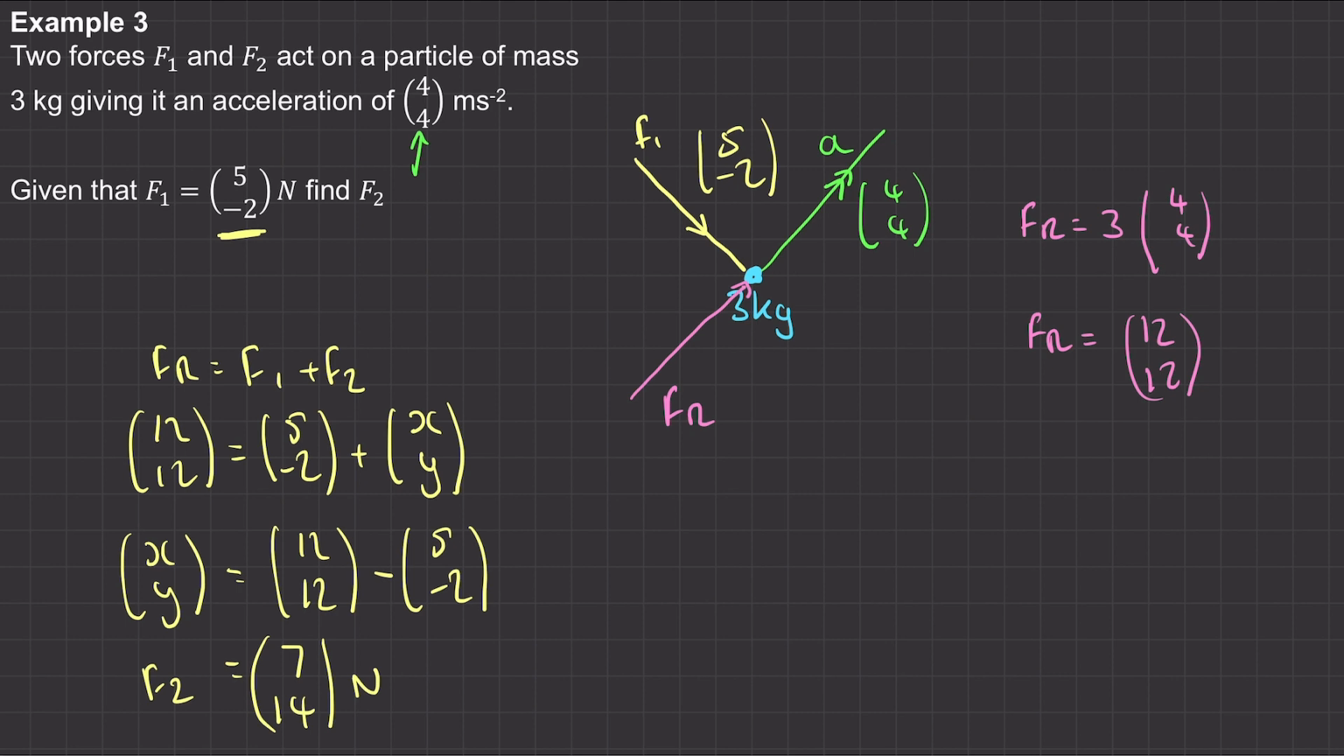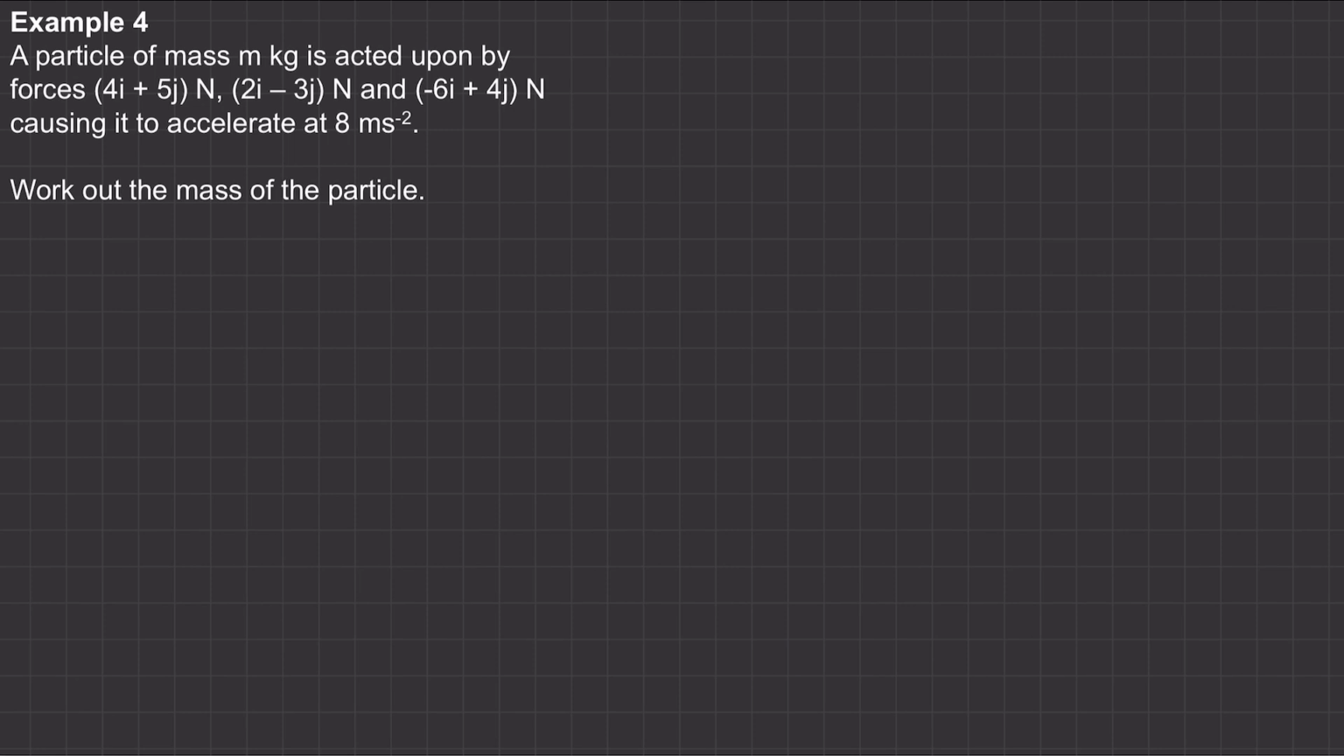Okay? Let's try one more question. Okay, so finally, in example 4, we have a particle of mass m, and it is acted upon by 3 forces, 4i plus 5j, 2i minus 3j, and minus 6i plus 4j. And these 3 forces cause it to accelerate at a rate of 8 meters per second squared. And we've been asked to work out the mass of a particle.